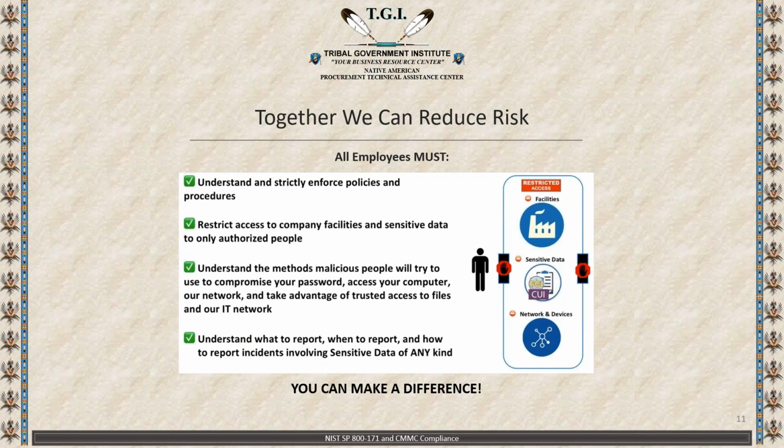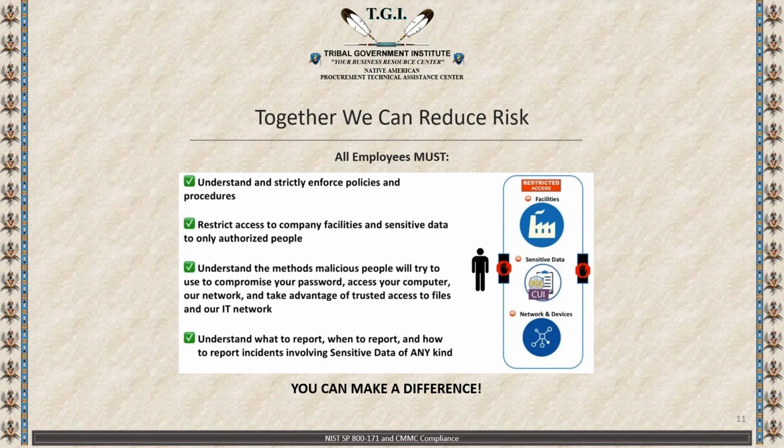Understanding policies and procedures is very important even now under DFARS 7012, and especially when moving forward with the CMMC requirements. Employers must restrict access to company facilities and sensitive data to only authorized people. So you will have to designate who is authorized and who isn't authorized to access FCI, CUI, and ITAR. Also, you'll have to consider how you control access to protected data when you have visitors.